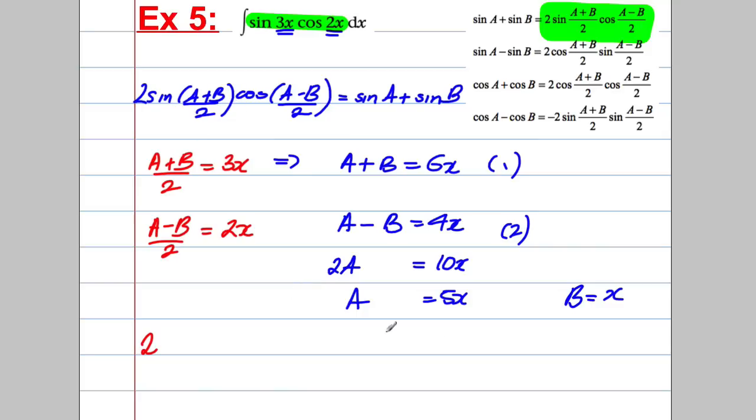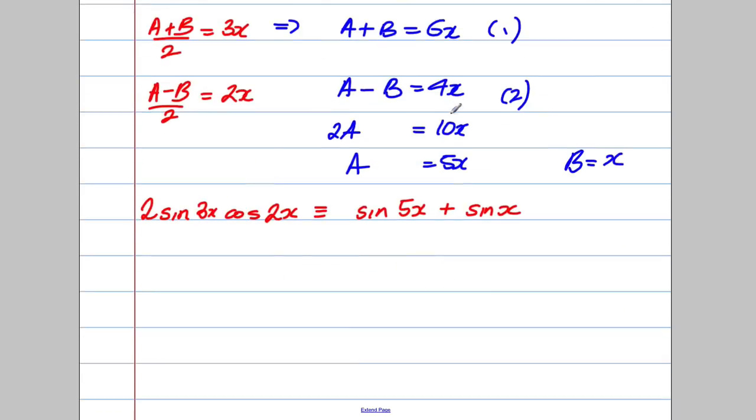So let's see if we can write something down with this identity. 2, (a plus b) over 2 would be the sine 3x, cosine (a take away b) over 2 would be the 2x. This is the same thing as sine of a, which is 5x, plus sine of b, which is x. So I'm using this identity with my a and my b found. So therefore, sine of 3x cosine of 2x, without the 2, would be a half of this. So it would be a half sine 5x plus a half sine x.